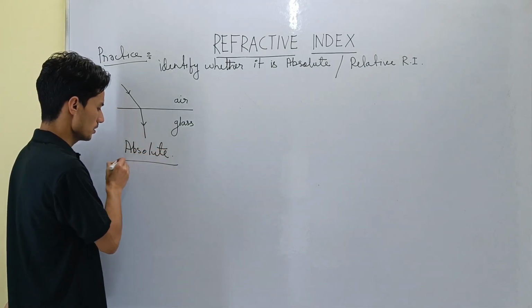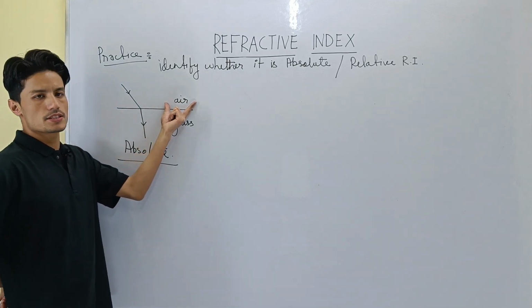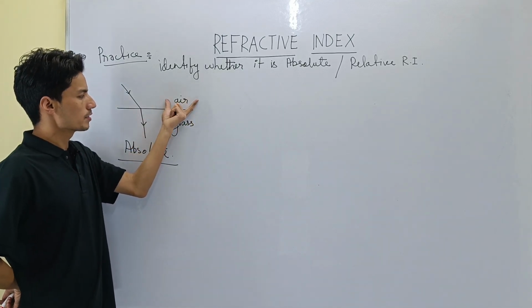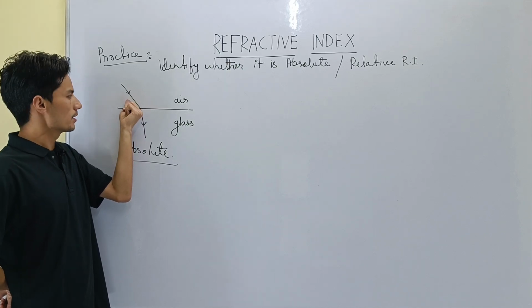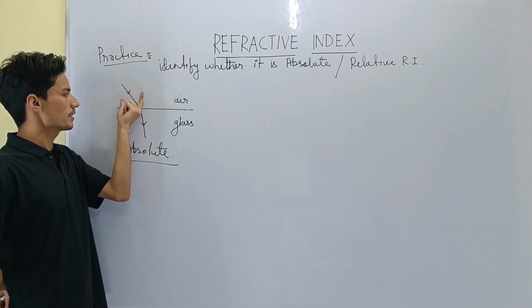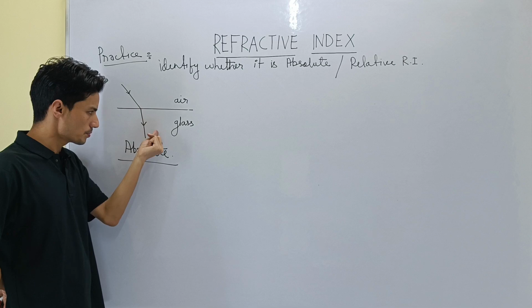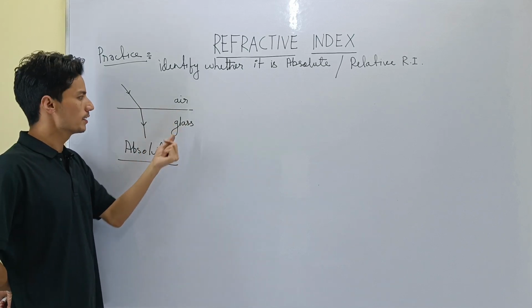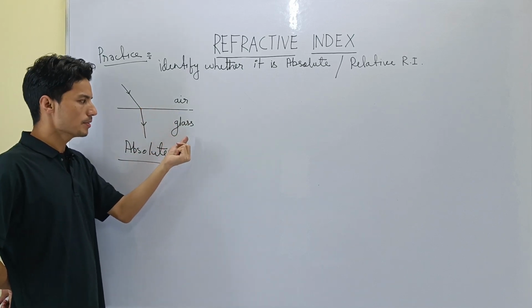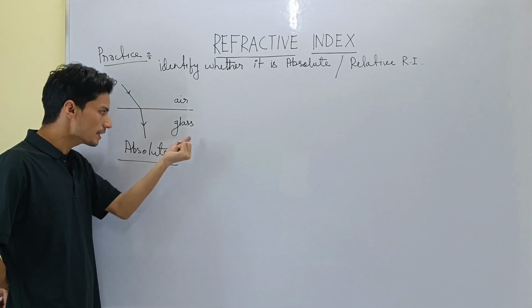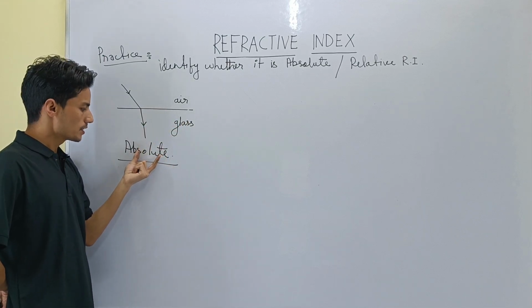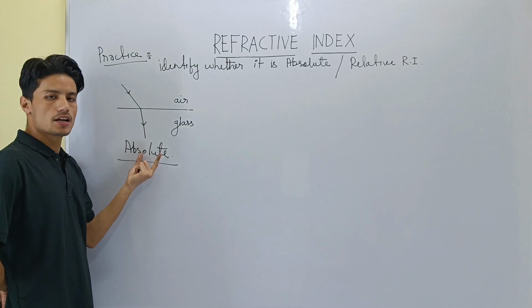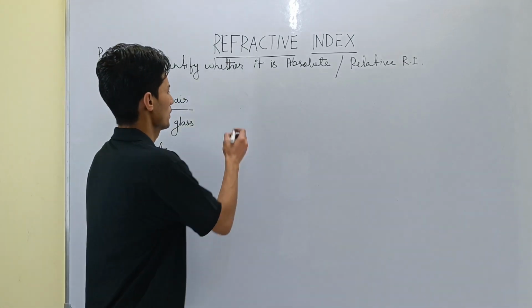Why absolute? Because the first medium is air. Look at the direction of the ray. Light came from this medium and is entering this medium. This is the second medium. The first medium is air. Since light is entering inside glass, we find the refractive index of glass only. And since the first medium is air, this is a case of absolute Ri.